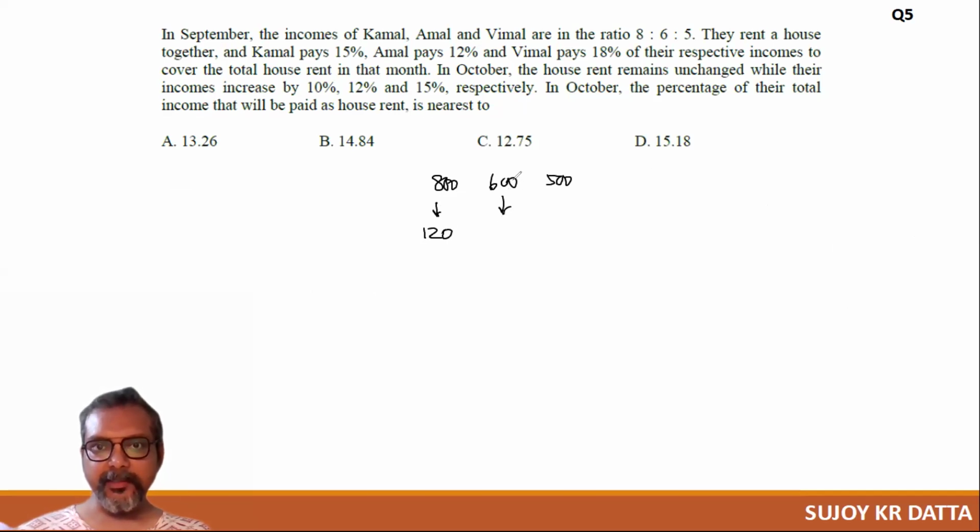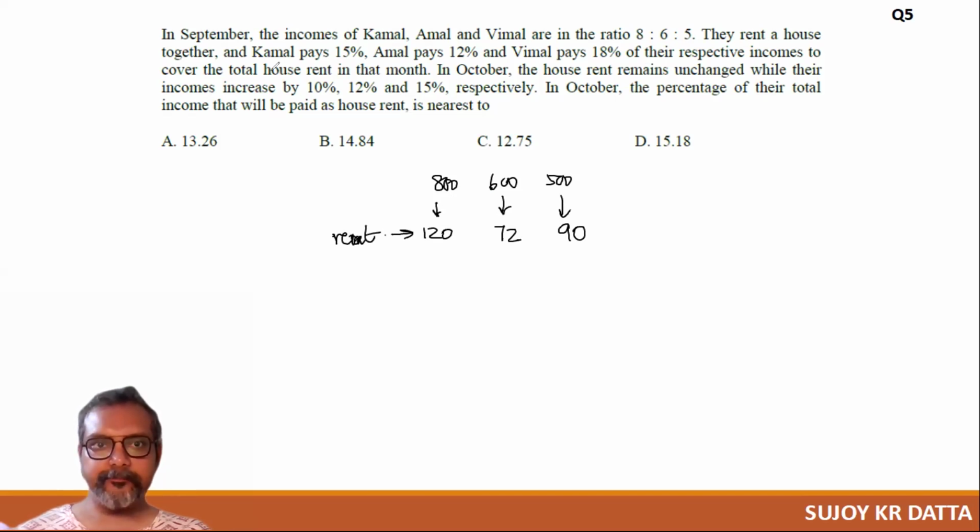12%. So 10% is 60, 2% is 12. And 18% of 500, so that would be 90. Okay, 20% is 100 and 2% is 10. So 100 minus 10, 90. So this is the rent that they have paid.